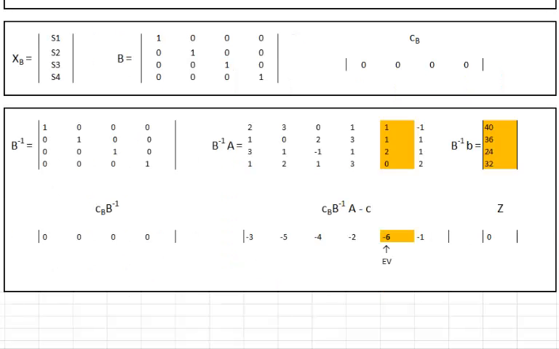Based on what we have learned from the structure of the tableau, we are going to do the required calculations. B inverse is calculated, which of course in this case is the identity matrix. B inverse A, B inverse B is calculated. CBB inverse and CBB inverse A minus C are calculated. Don't forget that these 2 values represent the optimality conditions, and B inverse B represents the feasibility conditions.